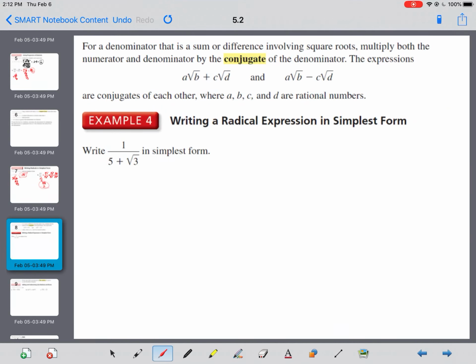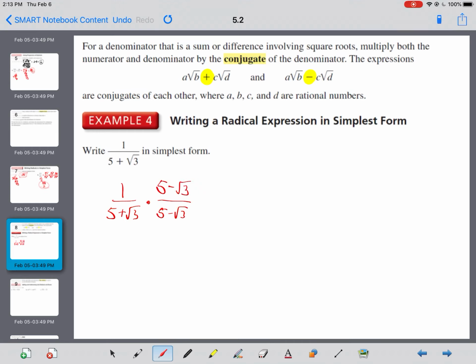For a denominator that is a sum or difference involving square roots, multiply both numerator and denominator by the conjugate. We talked about this one before whenever we were doing quadratics. We've done conjugates before. All it is, the center signs are opposite. Okay? So, write this in simplest form. We got 1 over 5 plus the square root of 3. So we're going to multiply it by 5 minus the square root of 3.